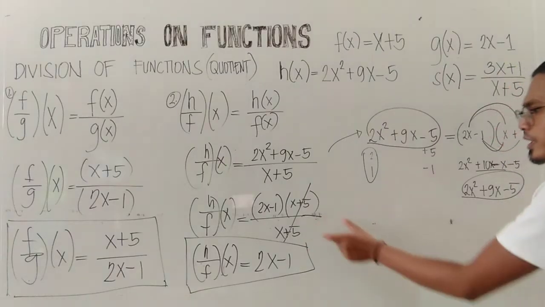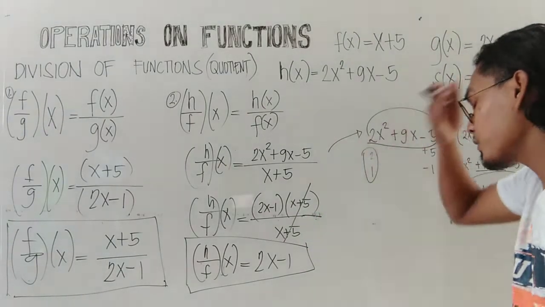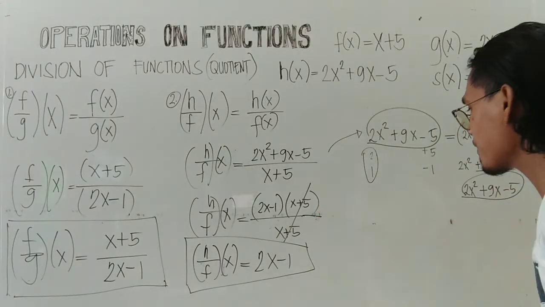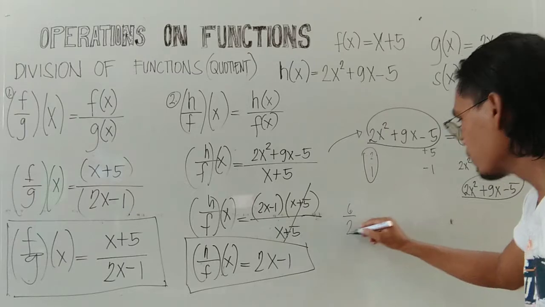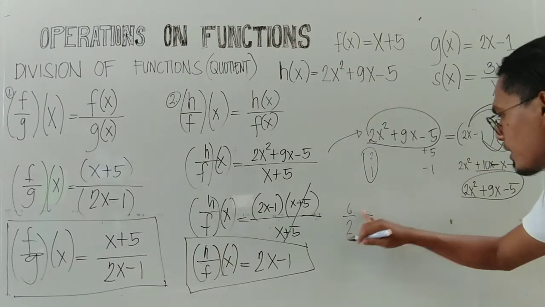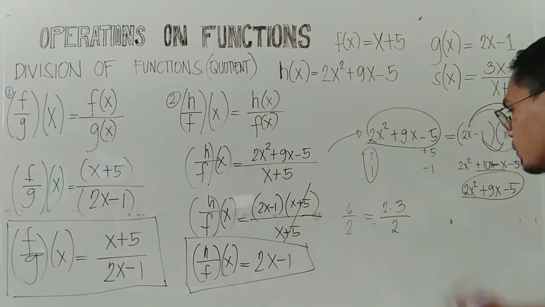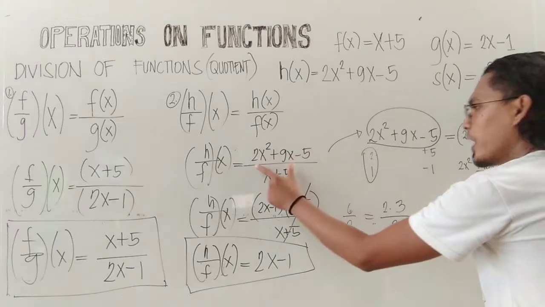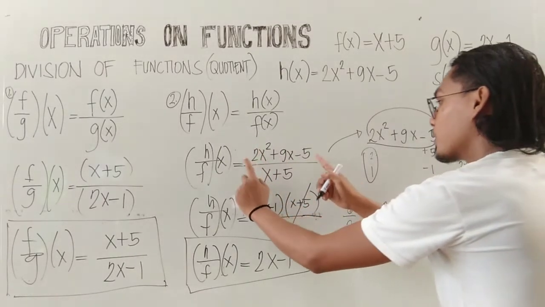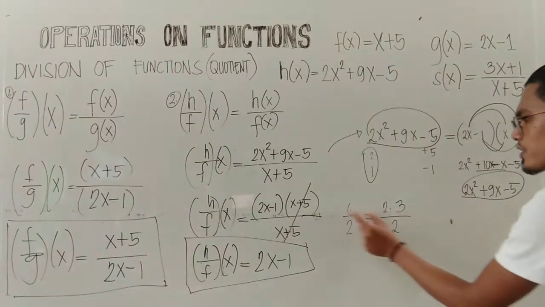So the process in here, or the fundamental step that we are doing in this procedure, is just like this one. For example, we have 6 divided by 2. In factored form, 6 is equal to 2 times 3, divided by 2. So 6 is just like 2x squared plus 9x minus 5. Then the factored form of 2x squared plus 9x minus 5 is 2 times 3, just like this one.